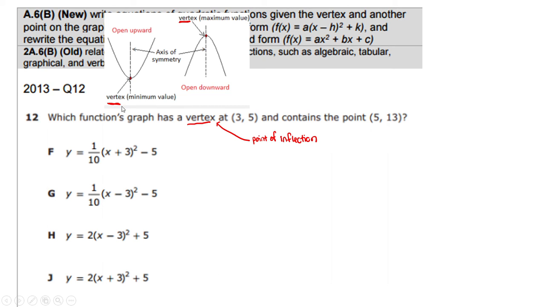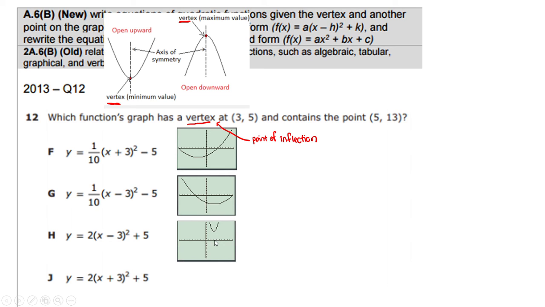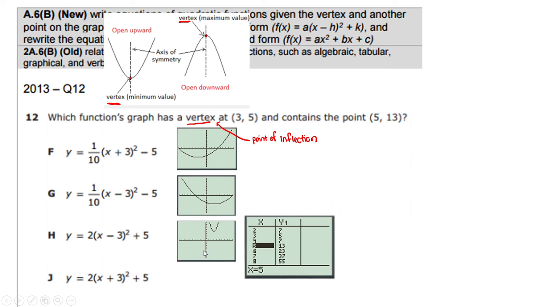So remember, for the vertex, we're looking for the very lowest point or the highest point. And if I take a look at F, my vertex would be right here. Now that looks to be about (-3, -5), so that means my vertex isn't right. Okay, and G, that looks to be (3, -5), so that's not right. H, that's (3, 5), so that's definitely looking better. And then I could go to the table and see that it does have (0.5, 13). And J, that looks to be (-3, 5). So we know my answer is H here.